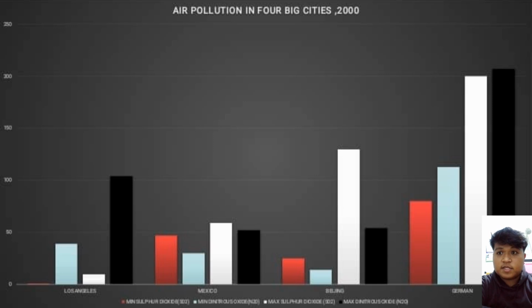Beijing, 25% mean sulfur dioxide, 14 mean nitrous oxide, max sulfur dioxide which is 113%, and max nitrous oxide 54%. Germany, mean sulfur dioxide 80%, mean nitrous oxide 113%, max sulfur dioxide 200%, and max nitrous oxide 2007%.